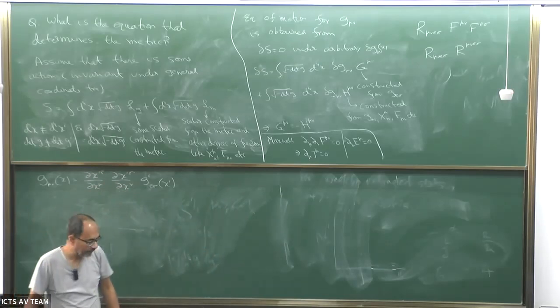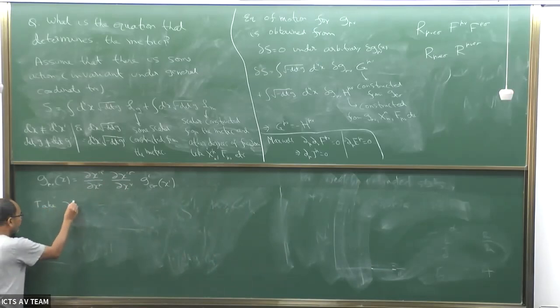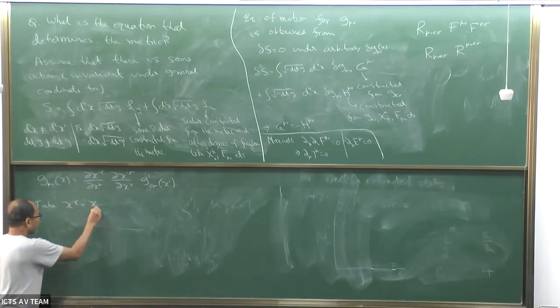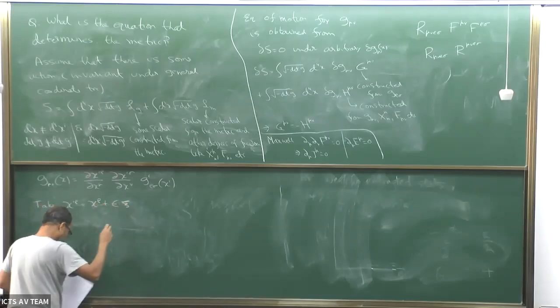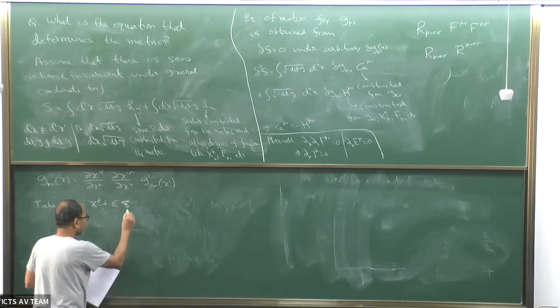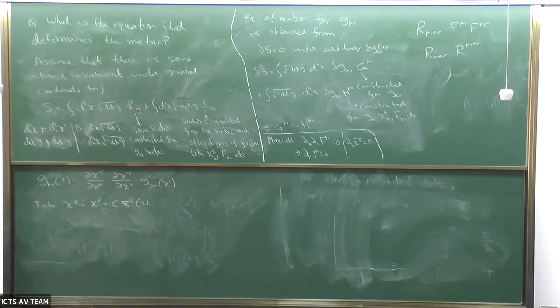But that we can work out, because of course you have the finite version. So let's suppose x prime of rho is x rho plus epsilon times some xi rho of x. Epsilon is a small parameter, and there is some arbitrary set of functions.